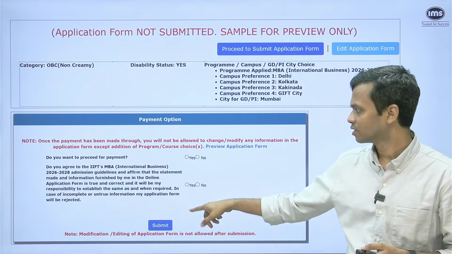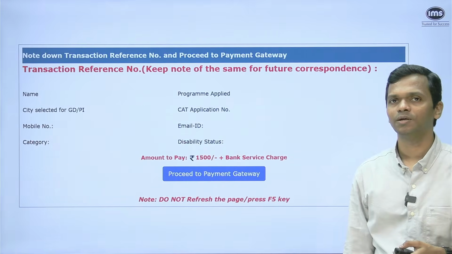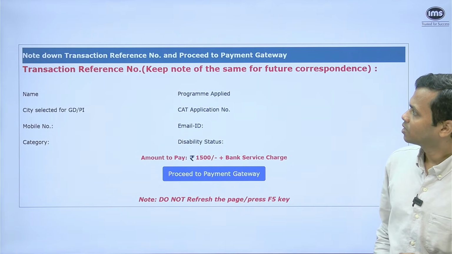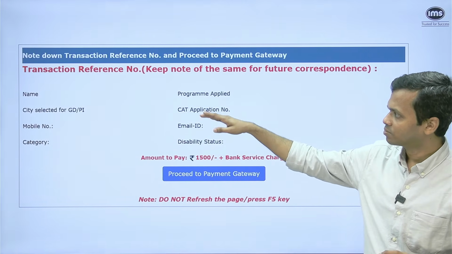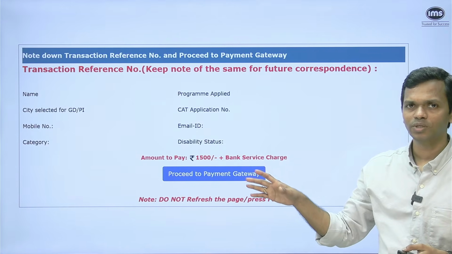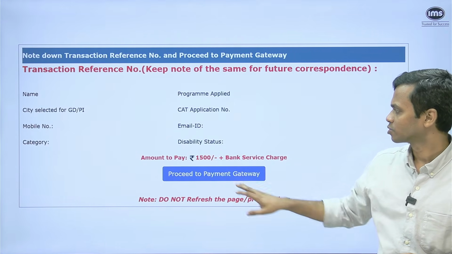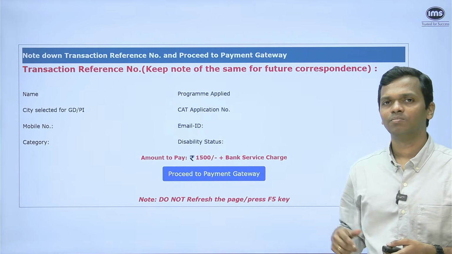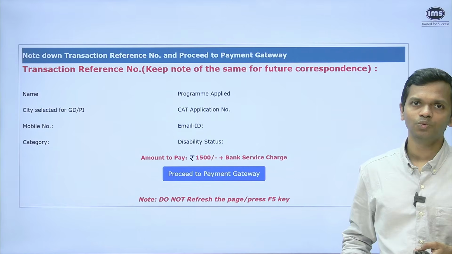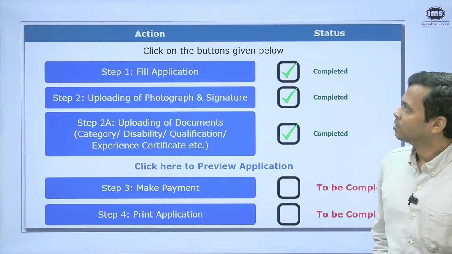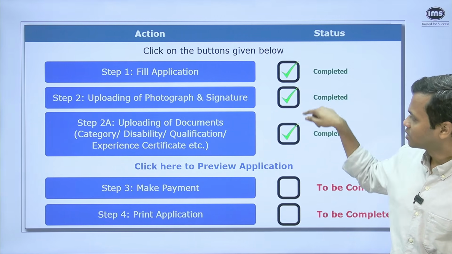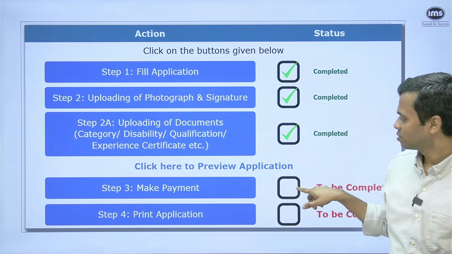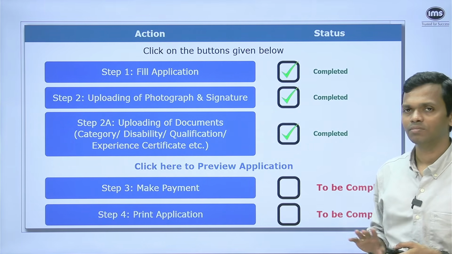Then "I've read the entire thing," etc. And then you submit. Now, once you submit, it will show you this screen: name, city, mobile number, category. So all the information that you had given, and then you can proceed to payment. It shows 1500 because I had chosen category. But if you're a general candidate, that would show you 3000 rupees. Then it will show you a screen like this. So these three things are done. I'm yet to make the payment. So I make the payment and then I'm done with it.